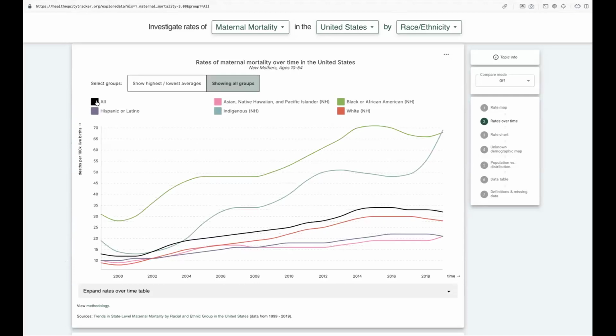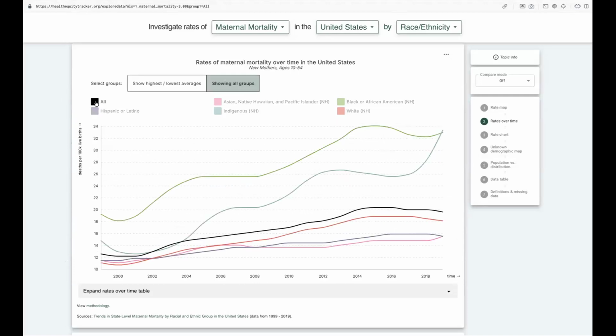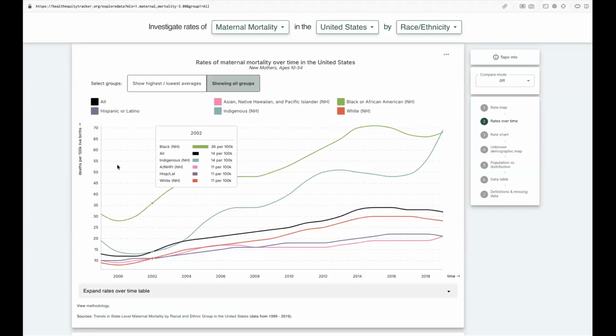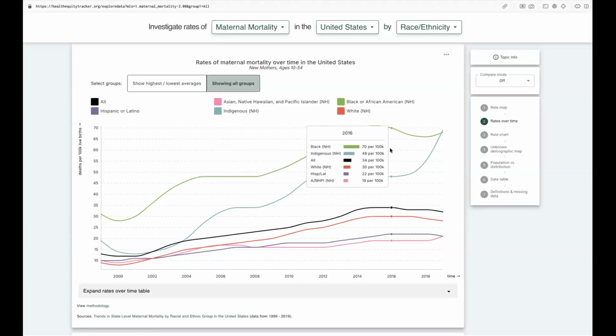However, hidden within that, if just looking at the overall rate, you can see that all along, Black and African American mothers have already suffered double the rate to begin with, 30 per 100K versus 14 or 15. And then as it's risen for all people, it's continued to be disproportionately high for Black mothers. And then you can also see Indigenous mothers, it's also extremely elevated.